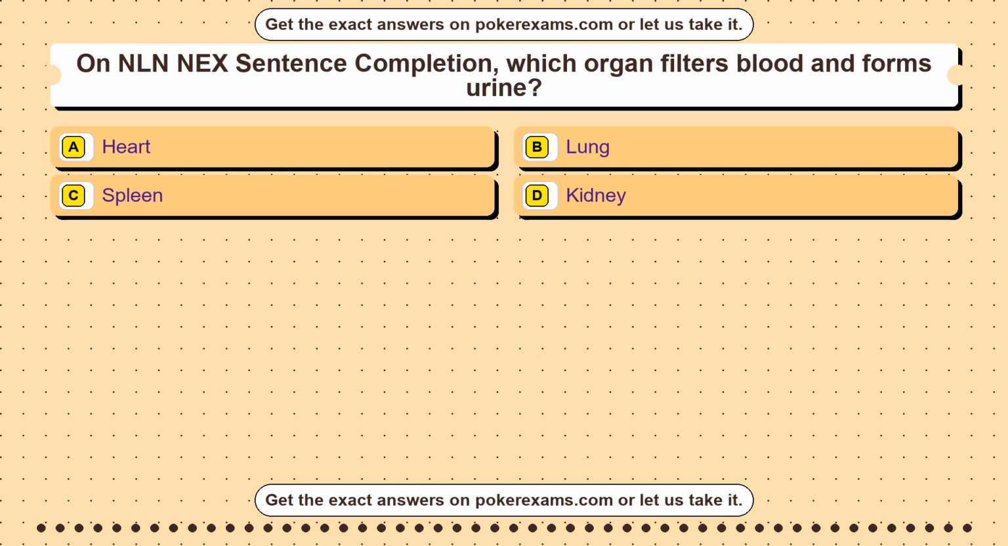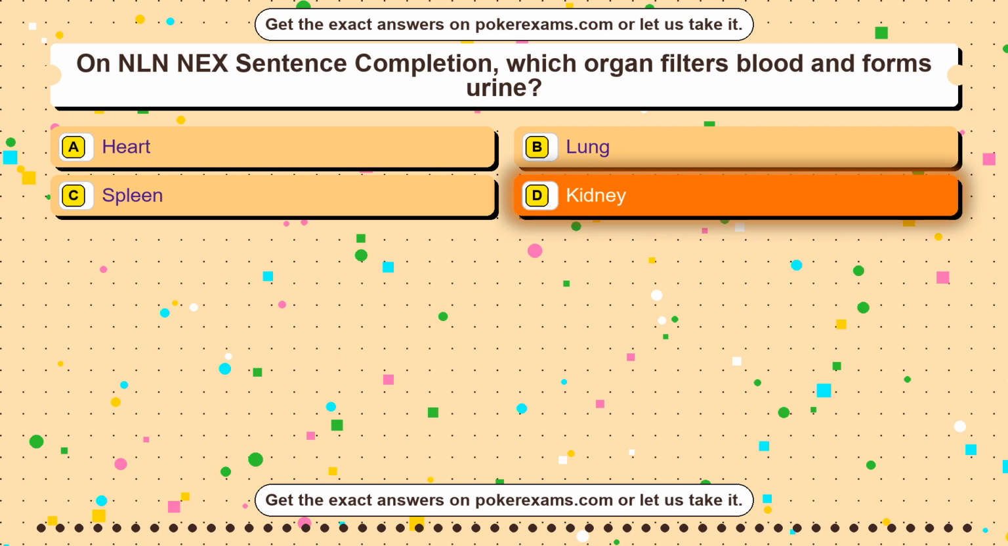Question 14. On Get Science Review, which value equals 5 superscript 2? Option A, 25. Option B, 52. Option C, 7. Option D, 10. The correct answer is option D.